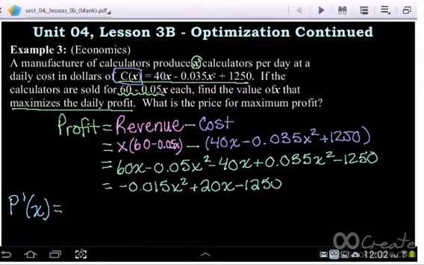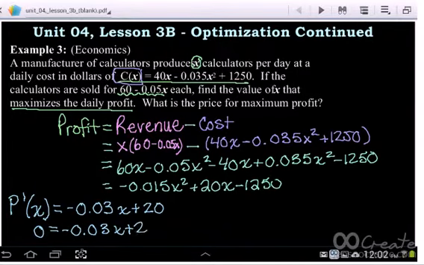So we're going to take the derivative here and set it equal to 0. And we're going to get approximately x = 666.7. So that's giving us the x value for the number of calculators we should sell. So we figured this out: the value of x that maximizes daily profit.